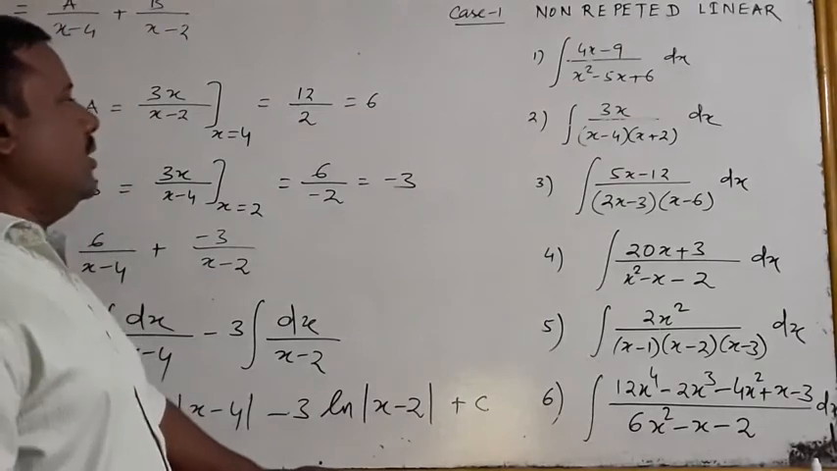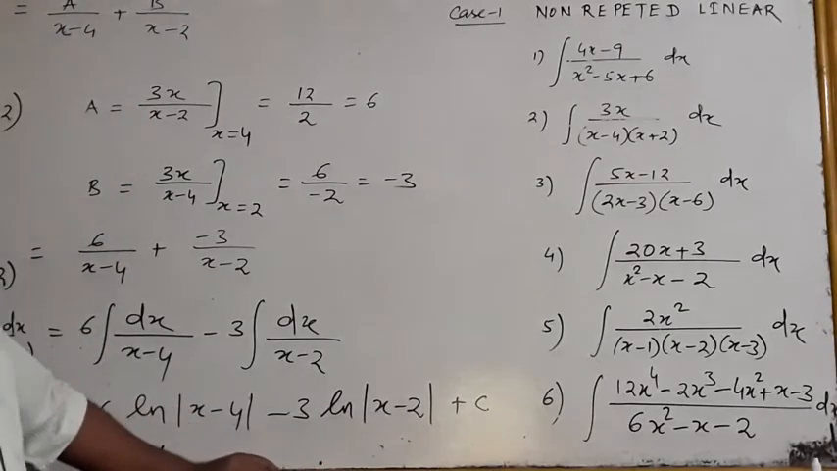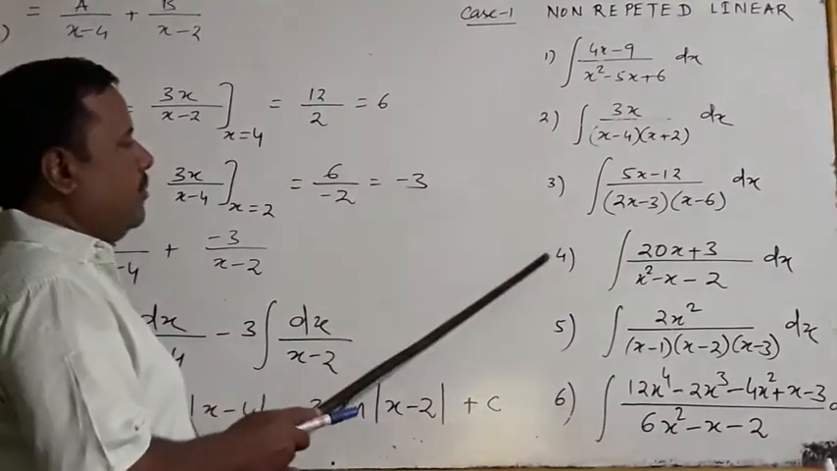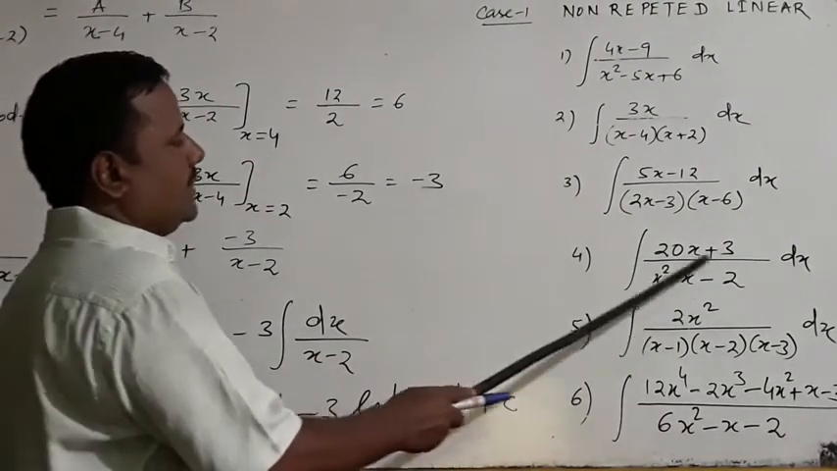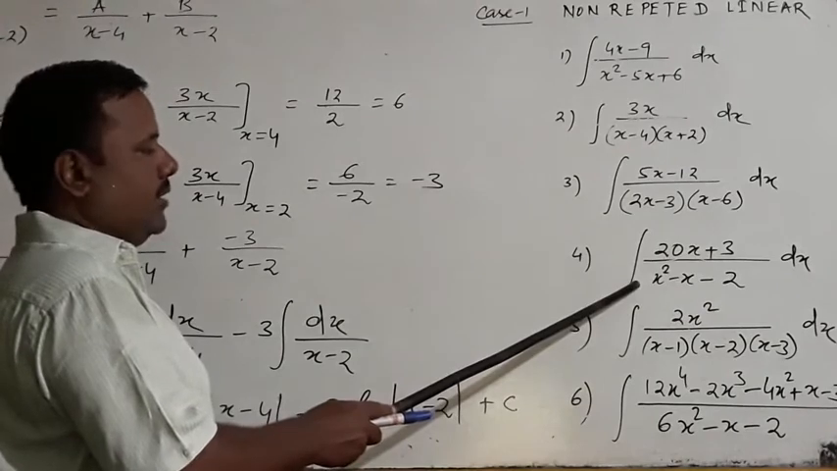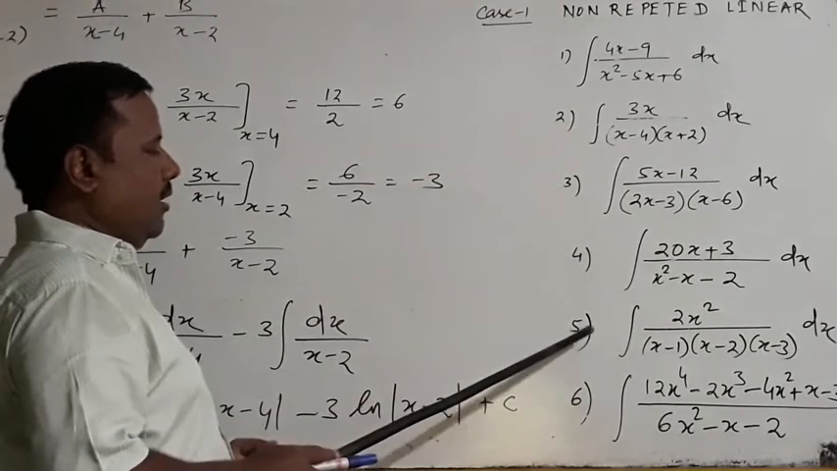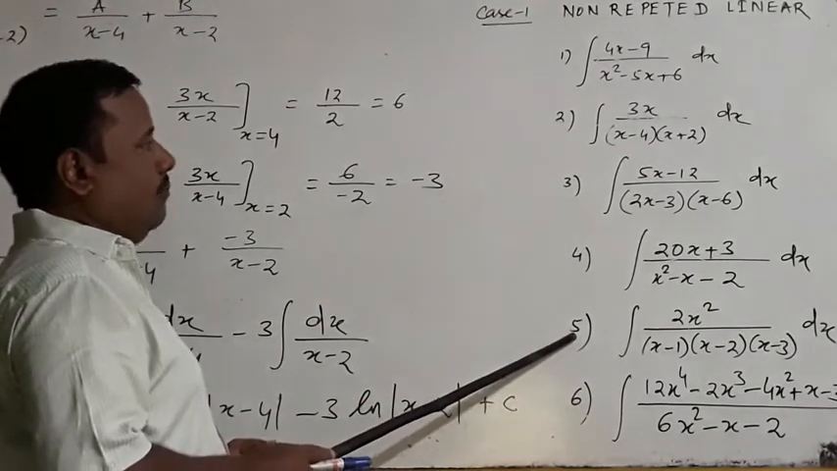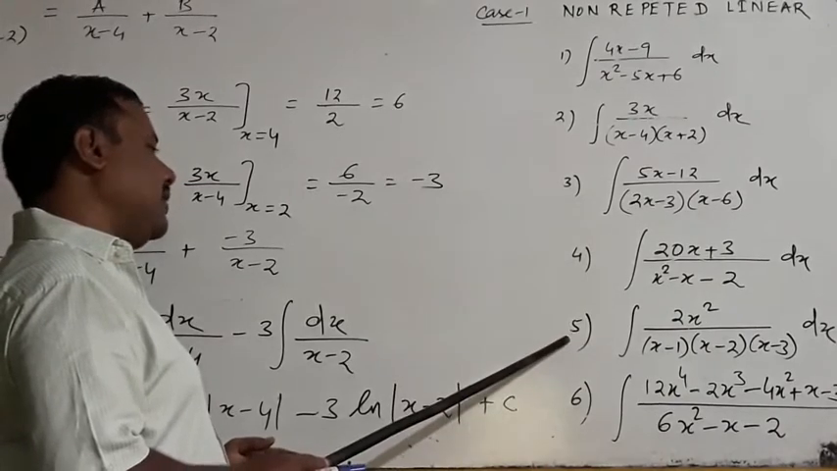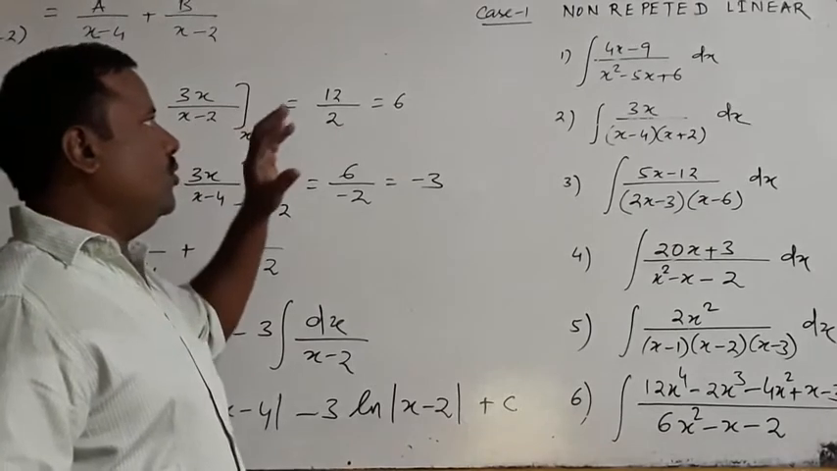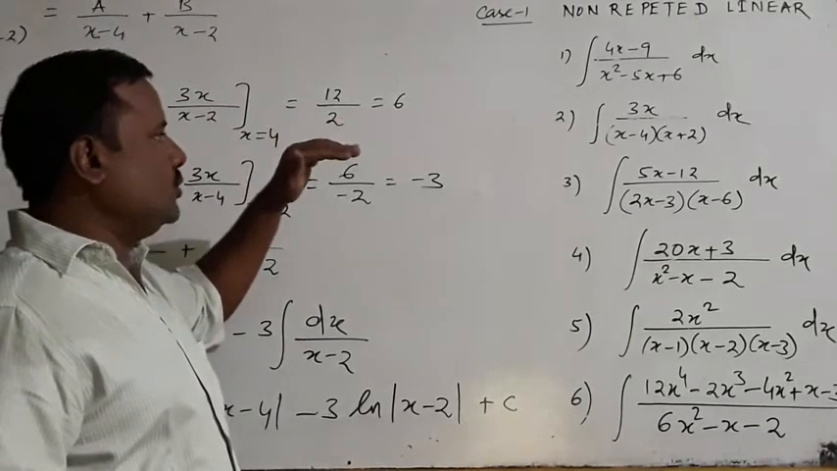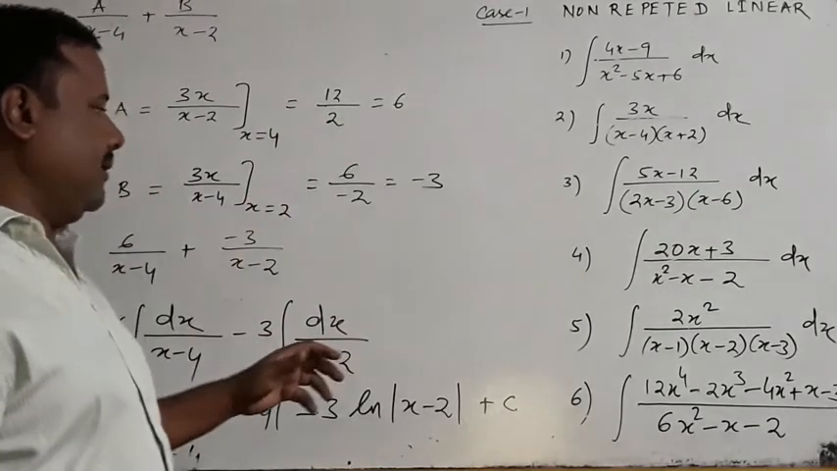Okay, now I am solving number 3 and number 4, which are very similar. Only here you have to partial fraction the denominator. Okay, and now I am doing number 5, but before that, I am going to solve 1, 2, 3, 4 for you in a very tricky method.